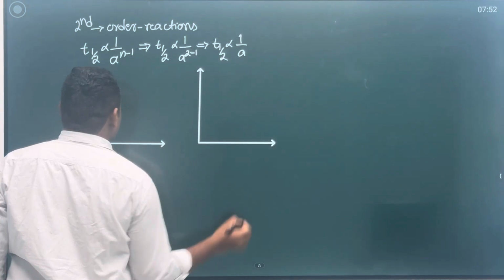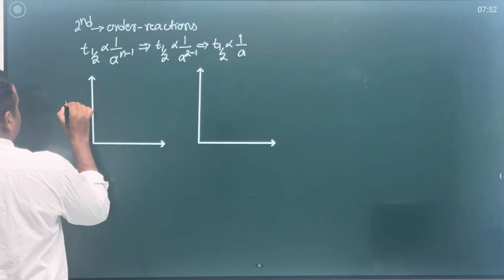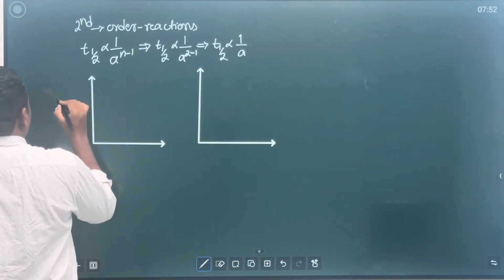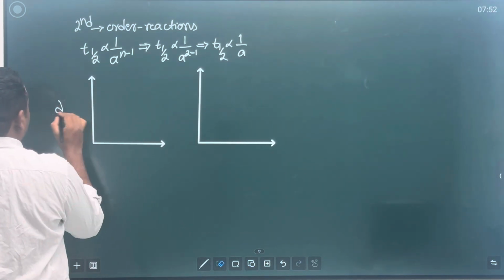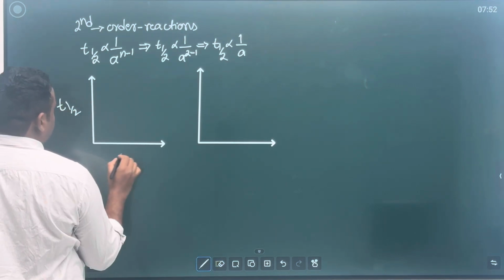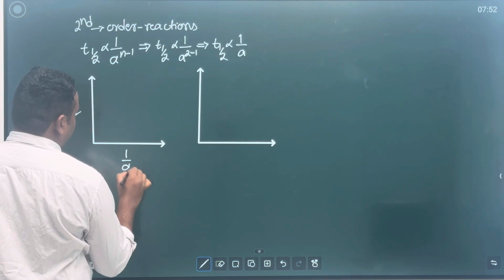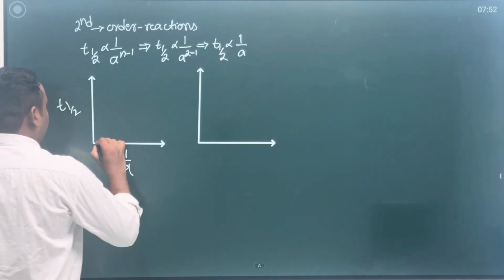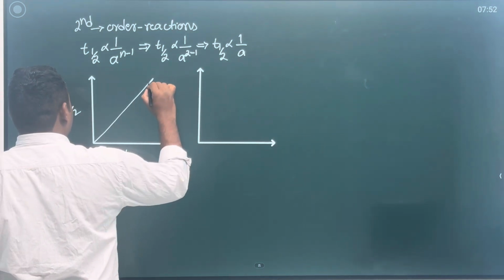So here we can show the two types of graphs. The first one is between T half versus 1 by A. T half and 1 by A, how are they related? Directly they are related. We can get this type of graph.